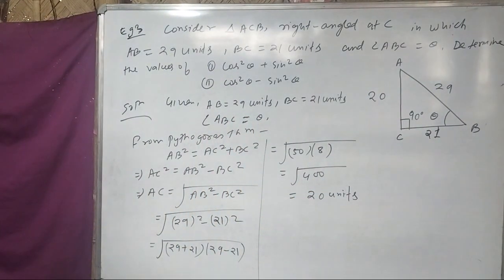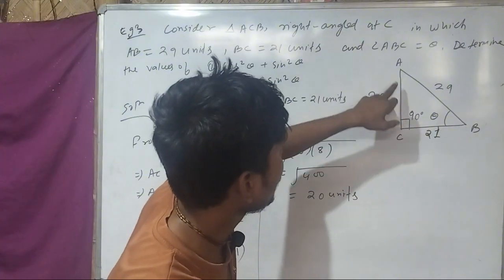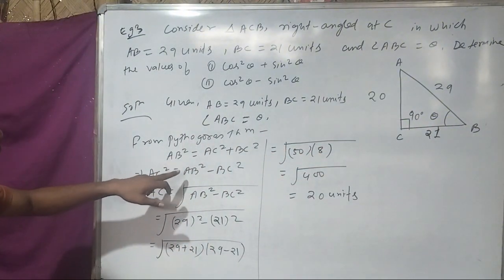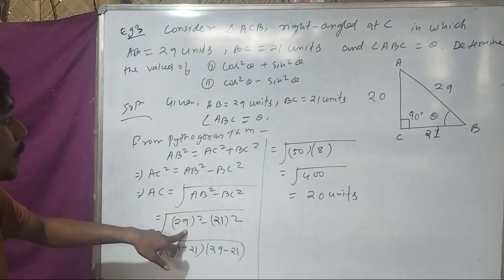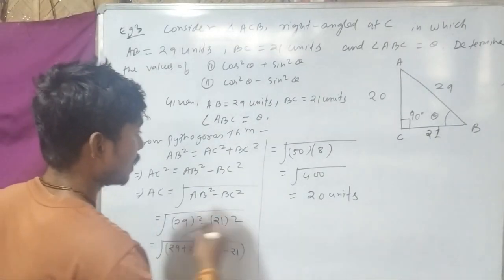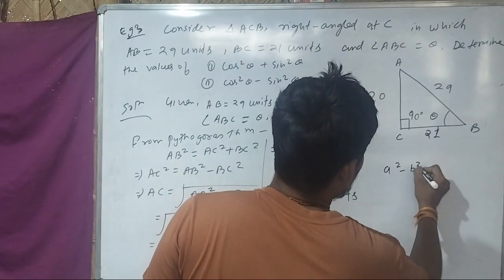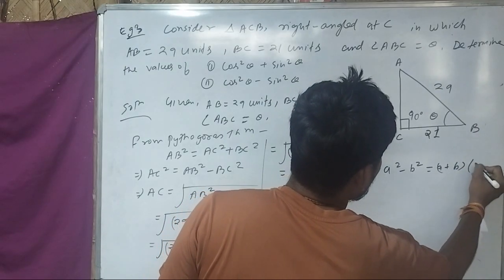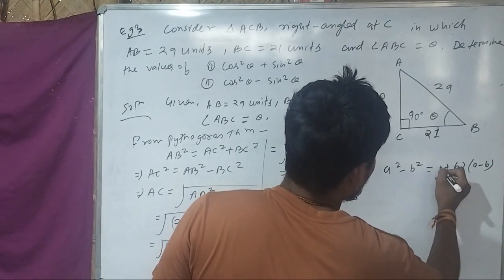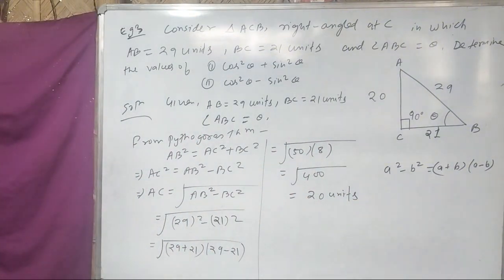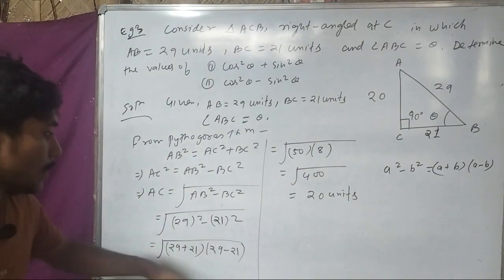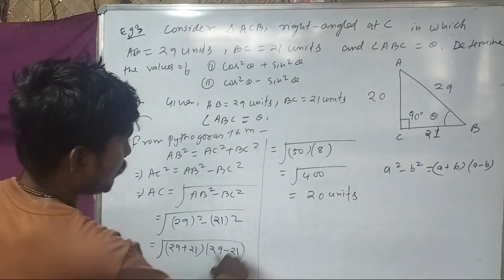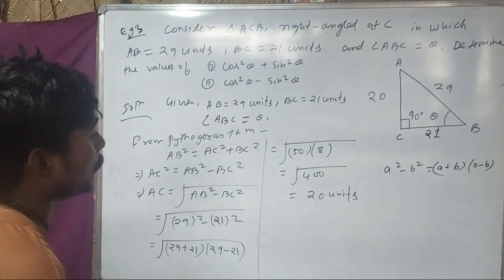Got it? How did we find it? From Pythagoras theorem, AB square equal to AC square plus BC square, so AC square will be AB square minus BC square. AB is 29 and BC is 21. What formula did we use? A square minus B square equal to A plus B into A minus B. So 29 plus 21 is 50 and 29 minus 21 is 8, giving 400. Okay, up to this one is clear.